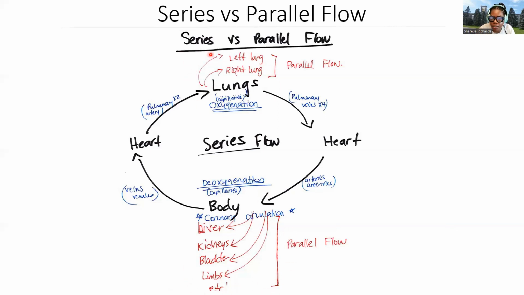Similarly, in your pulmonary circulation, some of it goes to your right, some of it goes to your left lung, and that can be considered an optional or parallel flow. All right. Okay. I'm going to take a brief pause here and see what questions we have on that so far. There aren't any questions. Okay.